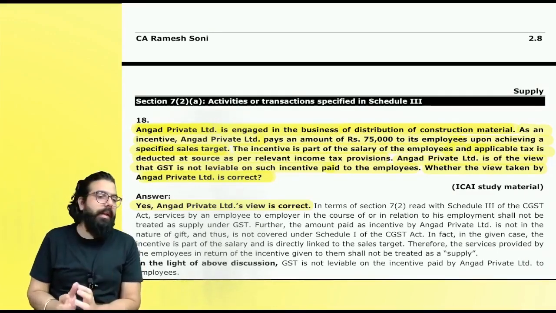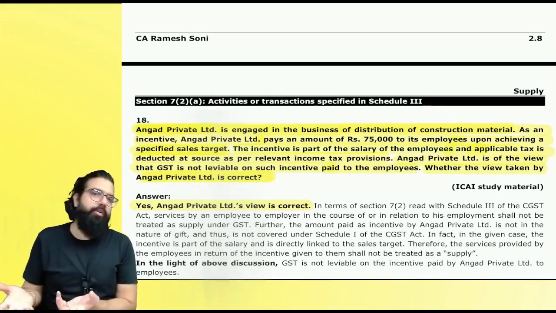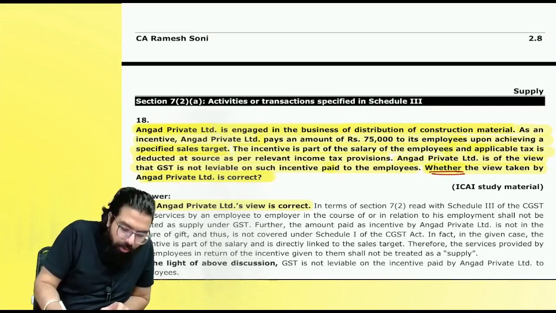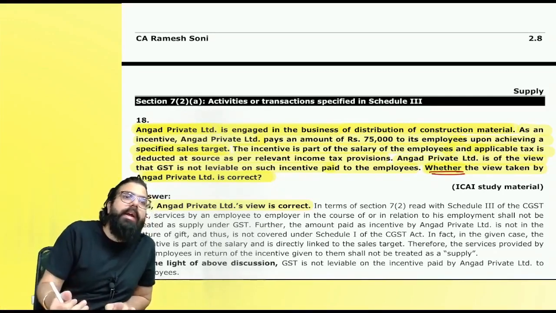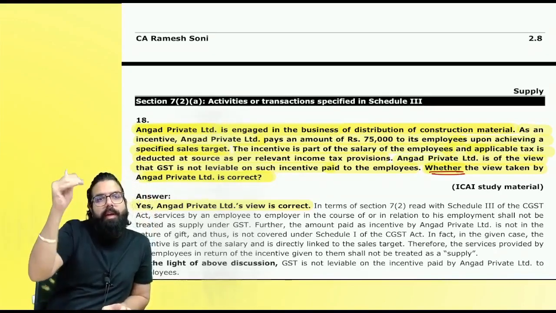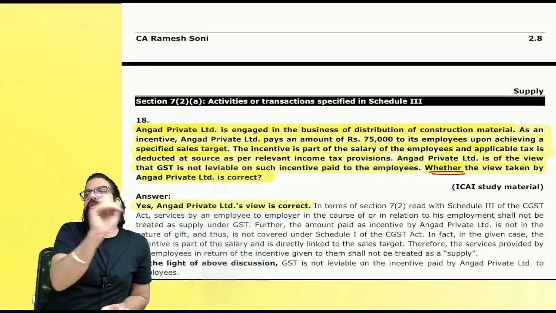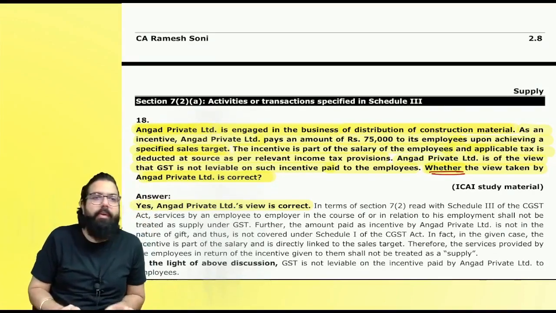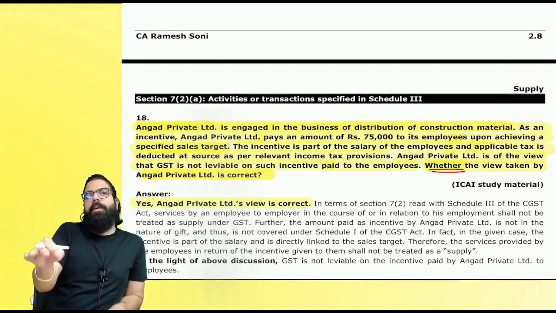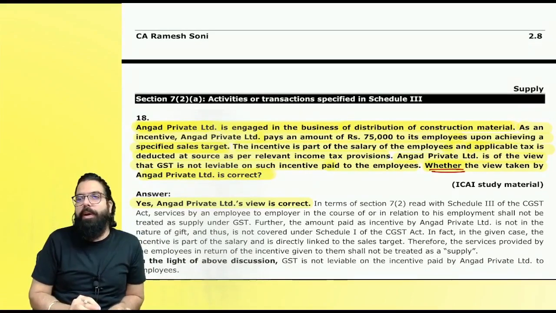I can only tell you how to write the answer. Writing will be your job. Whenever they say whether, you first write yes or no. Then you first state the law and then give a conclusion saying the law says this, and my conclusion applying the above law is that it should not be supply. Or: yes, the view taken by Angad Private Limited is correct in law. Can I go ahead, everyone?